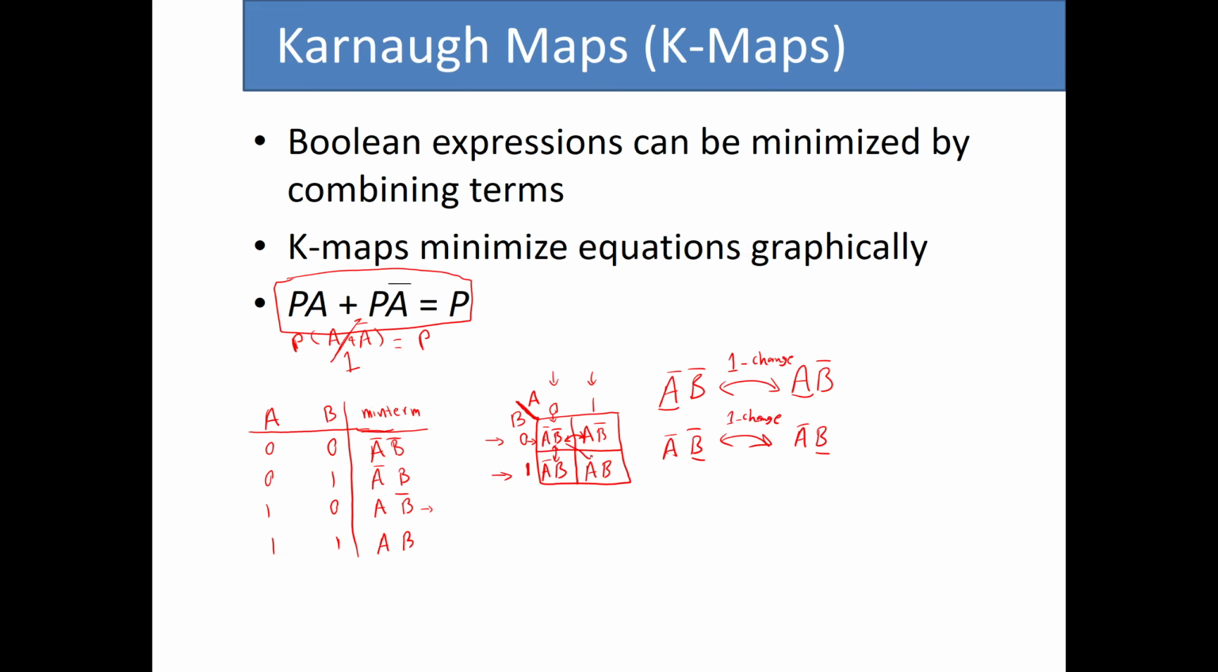But what about this one? Is it true for these ones which are on the diagonal? So A bar B bar versus A B. Here we have two of the variables that are changing. So here we have two changes. Now between these three examples that I just gave, which one is similar to what we are looking for?